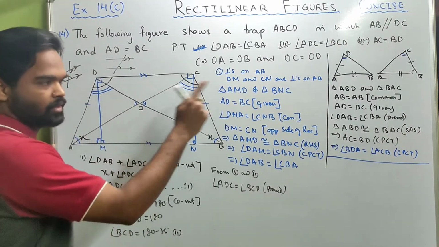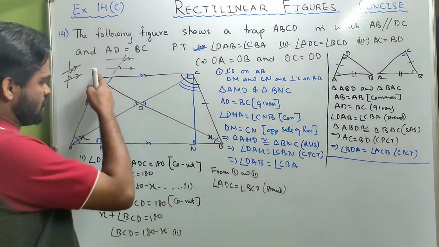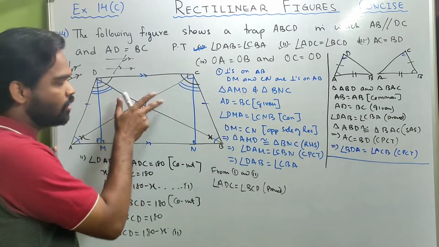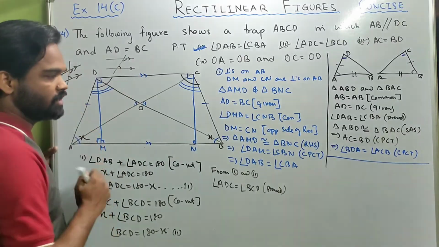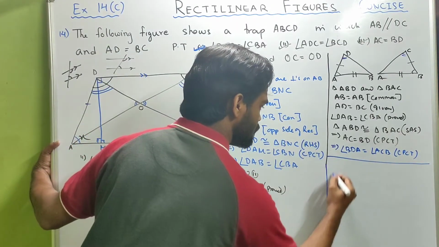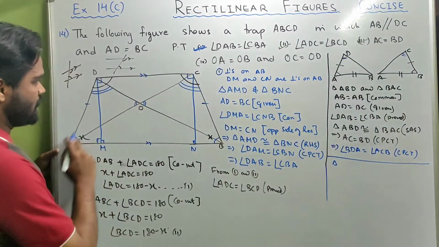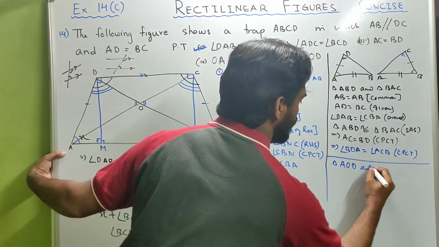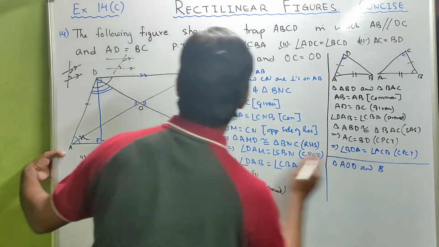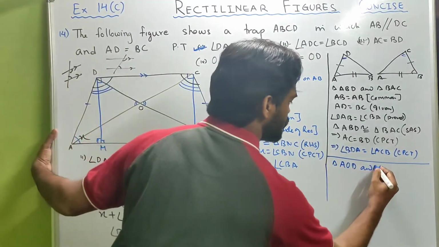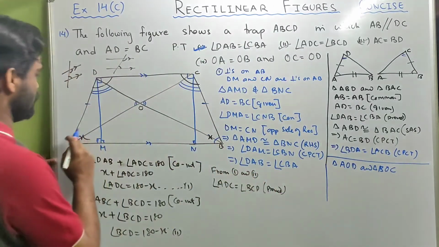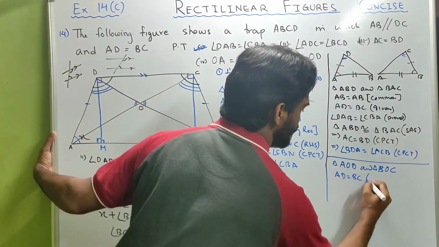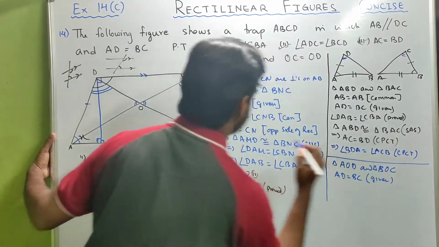These two angles already proved they are equal, and AD equals BC, given, which means these two triangles are congruent, angle side, isn't it? Look at what I'm saying. Triangle AOD and triangle BOC. First of all, AD equals BC, that is given to us.